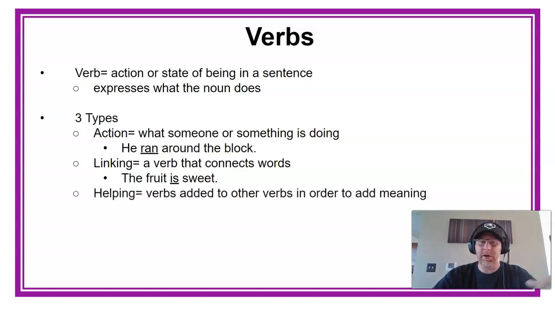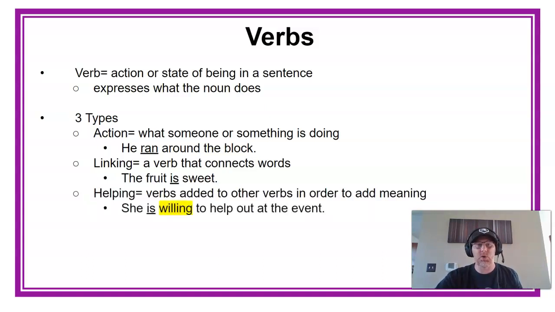Helping verbs are very, very similar. These are verbs that add to other verbs in order to add meaning. Okay, so like a linking verb, it's 2 verbs that work together. She is willing to help out at the event. Okay, you can't say she willing. She is willing. Is and willing are helping each other, or is helping the verb willing, so that the sentence makes sense.